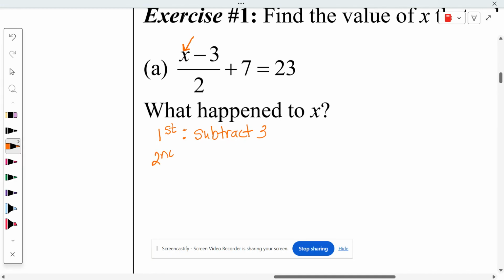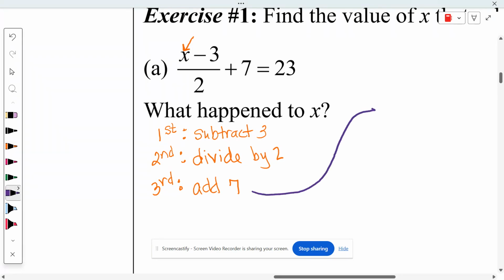The second thing that's happening to the x is the result after I subtract 3 is being divided by 2. And the last thing that I see that's happening is then we add 7. Okay, so we're going to reverse and do the opposite. So we're going to reverse the order and use the opposite operation.